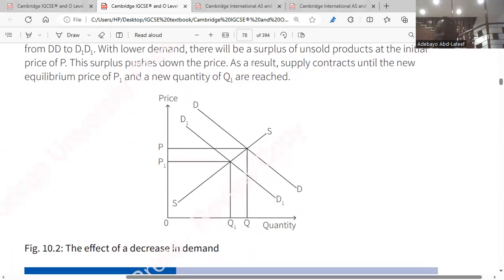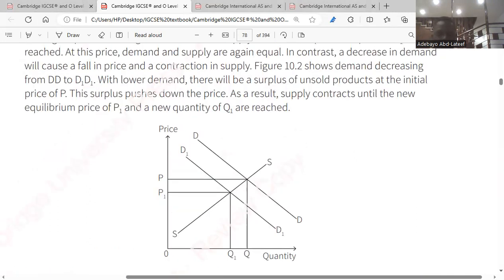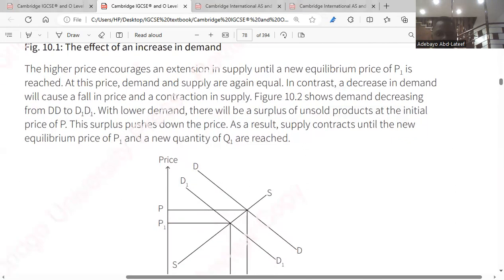As soon as they do that, there will be a new equilibrium based on a fall in price. Do you get what I'm saying here? Yes, sir. They said the higher prices encourage an extension in supply until the new equilibrium price of P1 is reached. At this price, demand and supply are again equal. In contrast, a decrease in demand will cause a fall in price and a contraction in supply.